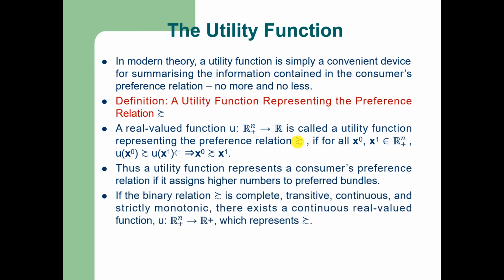preferred bundles. If the binary relation, at least as good as, is complete, transitive, continuous, and strictly monotonic, there exists a continuous real valued function u in the non-negative orthant mapping into a real number which represents this binary relation or preference relation given by at least as good as.